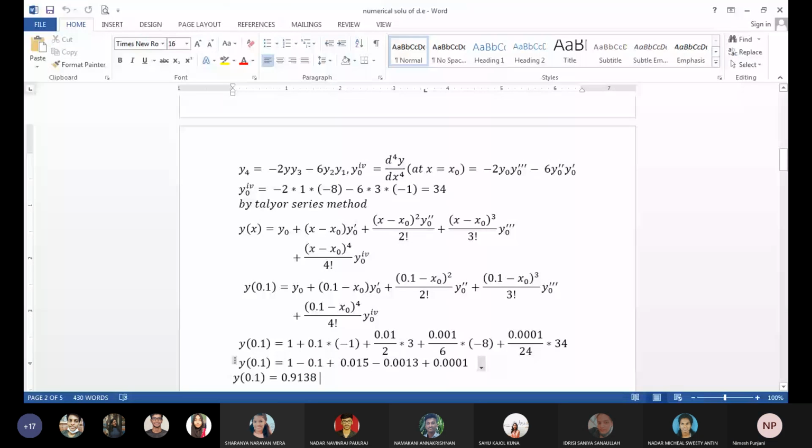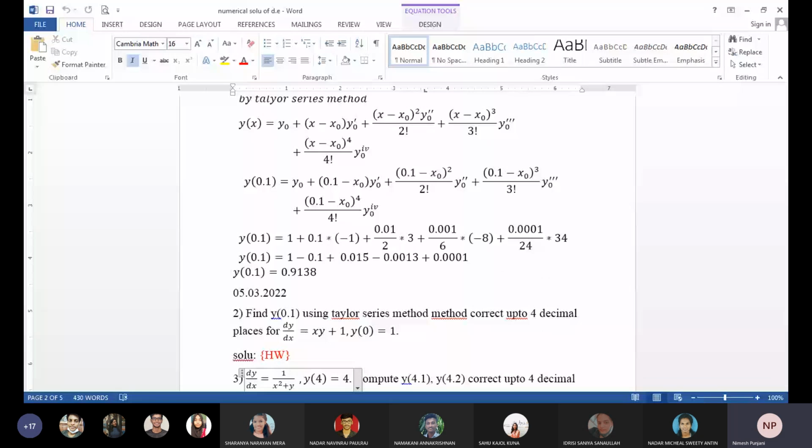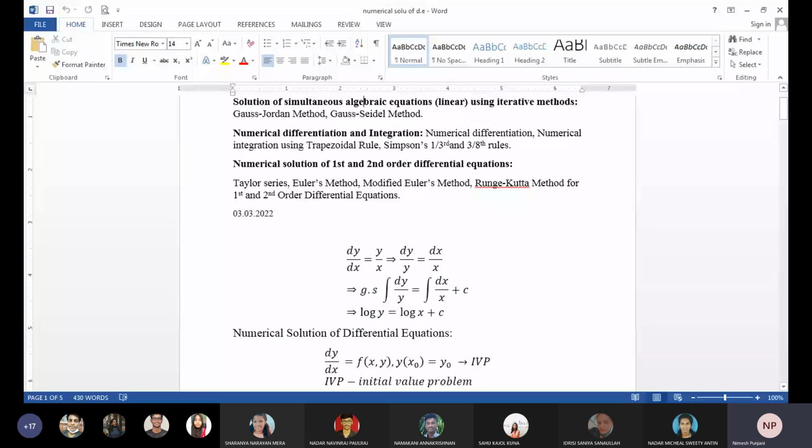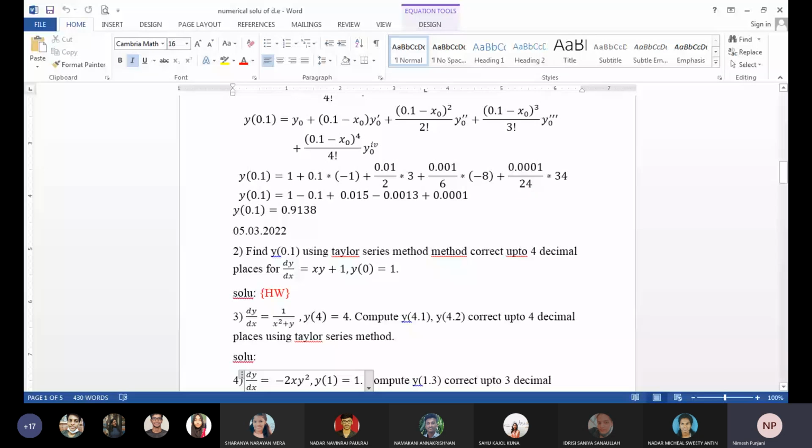So we will start problems for the numerical solution of differential equations. In that we have discussed the Taylor series method, Euler's method, modified Euler's method, and the RK method. I hope whatever sums were given to you as homework or practice problems you have done, because that is very important.